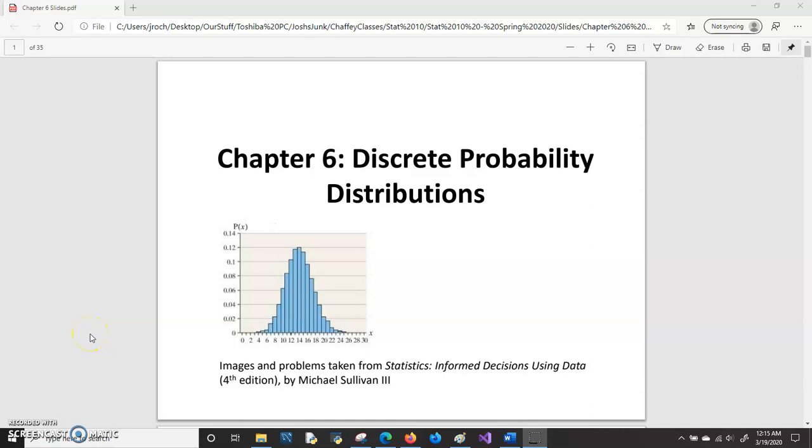Chapter 6 covers discrete probability distributions. So, discrete probability distributions still involve probability. It's similar to what we were doing in Chapter 5. The difference is that in Chapter 6, it's dealing with probabilities for not just one event, but the whole distribution of probabilities for all possible events.